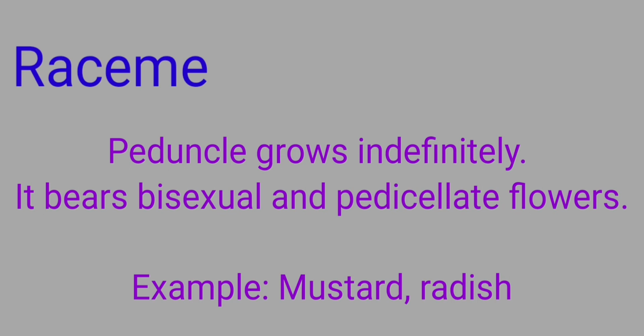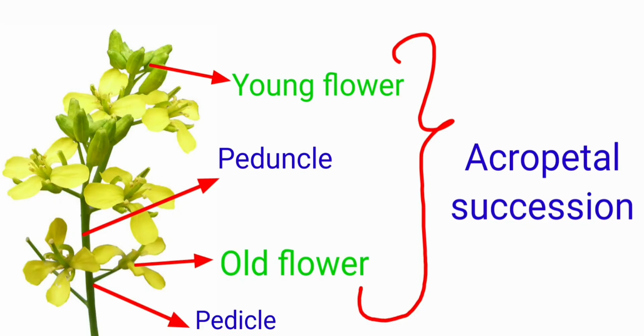Examples for simple raceme are mustard, radish, crotalaria and so on. Here you can find the mustard flower. In this picture you could find the peduncle, pedicel, older flowers and younger flowers. You could see the presence of older flowers at the bottom and the younger flowers at the top region, that is called acropetal succession, as I said before.